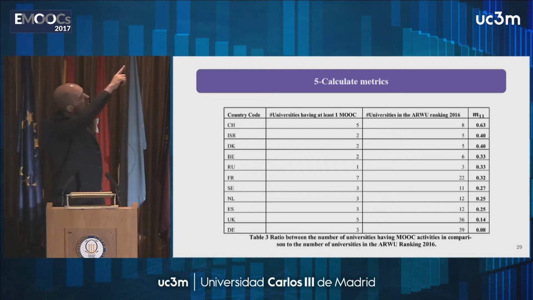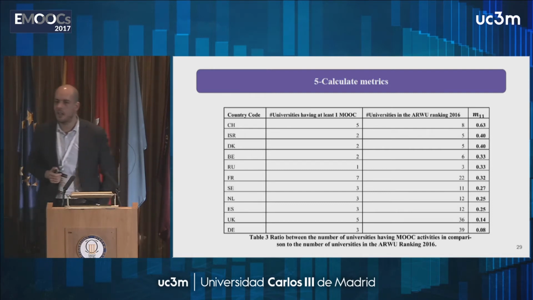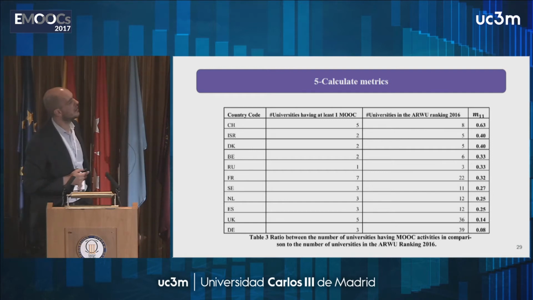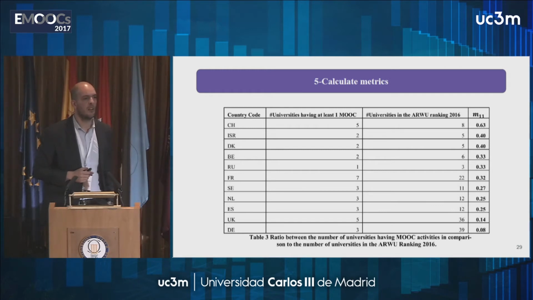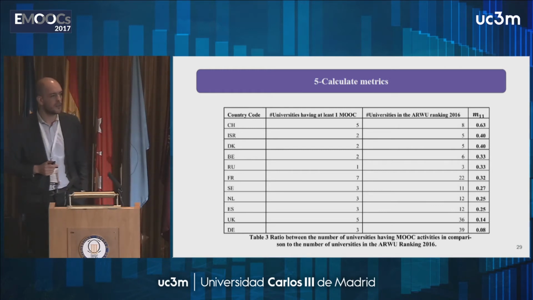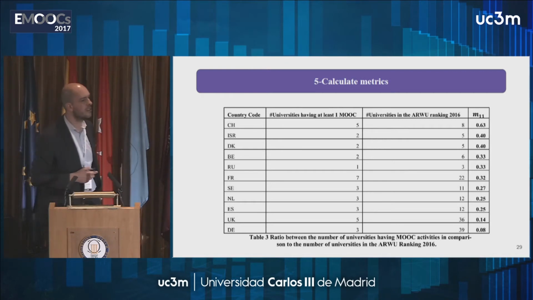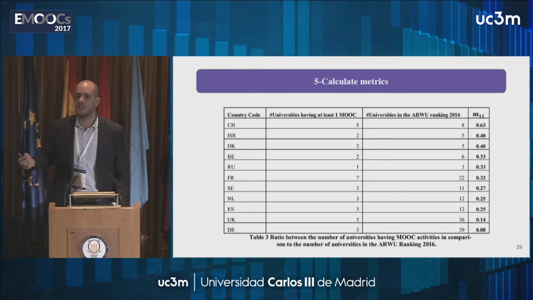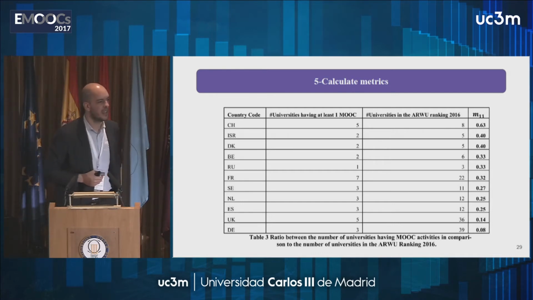For instance, in the first row, Switzerland, we have at least 5 universities that have published one MOOC. And in the Shanghai ranking, in the last version, we have 8 universities. So let's say that 63% of universities of Switzerland in the Shanghai ranking are also having MOOC activities. So we can say that those universities are also quite innovative.